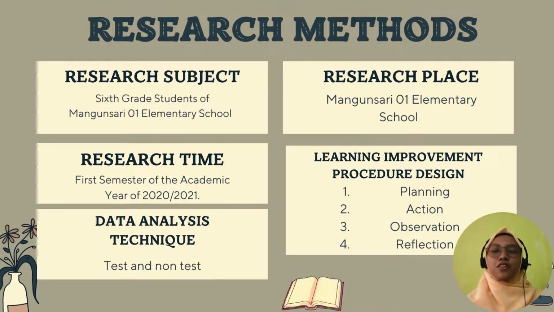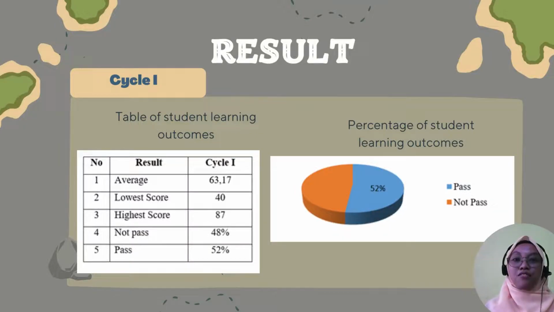The subject of this research is 6th grade students of Mangunsari 1 Elementary School. I did my research in Mangunsari 1 Elementary School, Semarang City, of the academic year 2020-2021. I use test and non-test to take data analysis. There are 4 steps of procedure design. Those are planning, action, observation, and reflection. The first cycle took place in October 2020. There are 3 meetings I did, on 12, 15, and 20th October 2020.